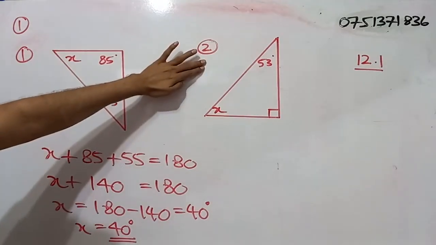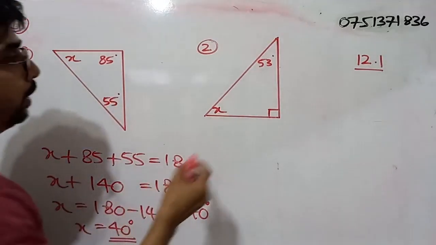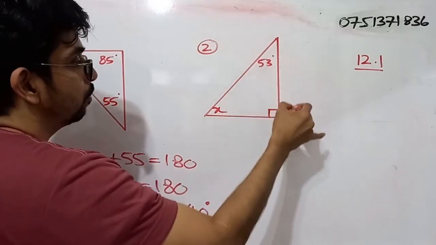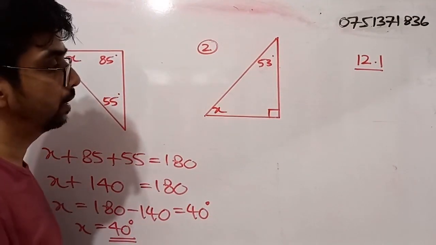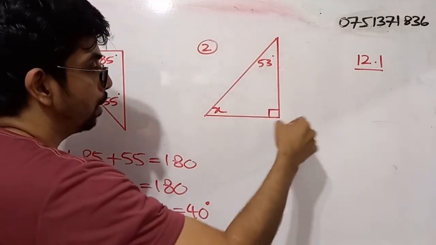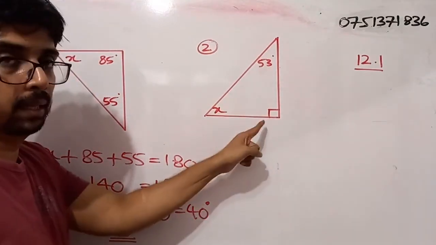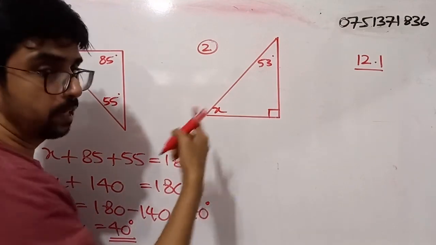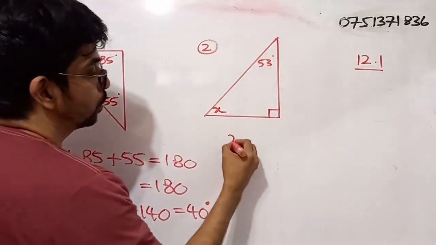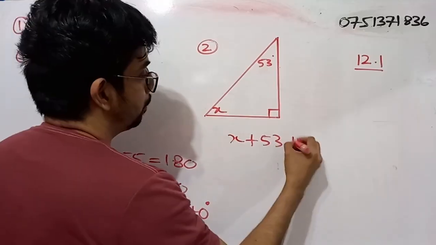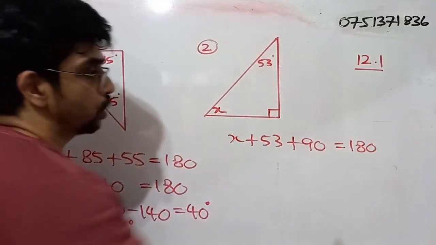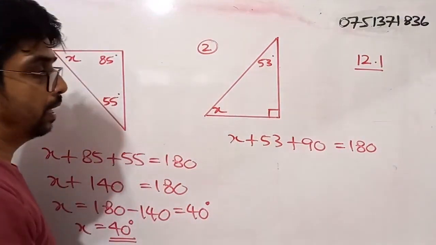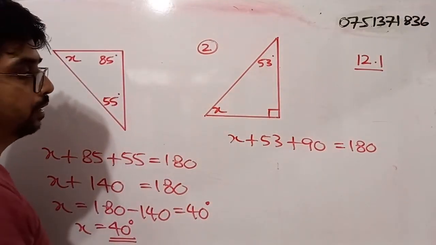So we will go to the next part. So here this angle is 53. What is this angle? 90 degrees. The magnitude is 90 degrees. So by now you should be able to identify this symbol, 90 degrees. So this is a right angle triangle, right? So X plus 53 plus 90, that is equal to 180. So what is the reason? Within brackets, the sum of internal angles of a triangle.